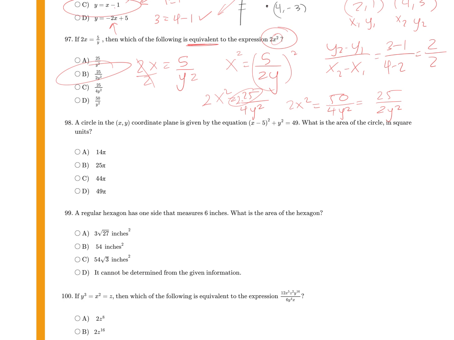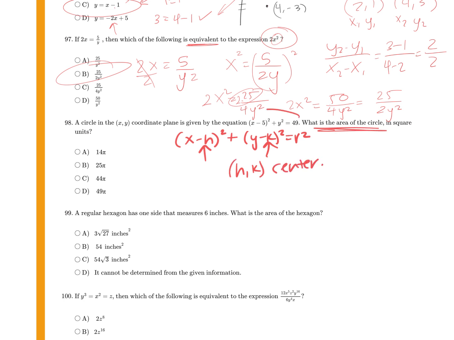Okay, a circle in the xy coordinate plane is given by the equation. What is the area of the circle? Okay, so circle equation is this: x minus h squared plus y minus k squared equals r squared. So the inside of that equation, h, k, is the center of the circle. So using this equation, the center is 5. Even though it says negative, we take the opposite. So the center of the circle is 5 comma 0, because this one doesn't have a parentheses.